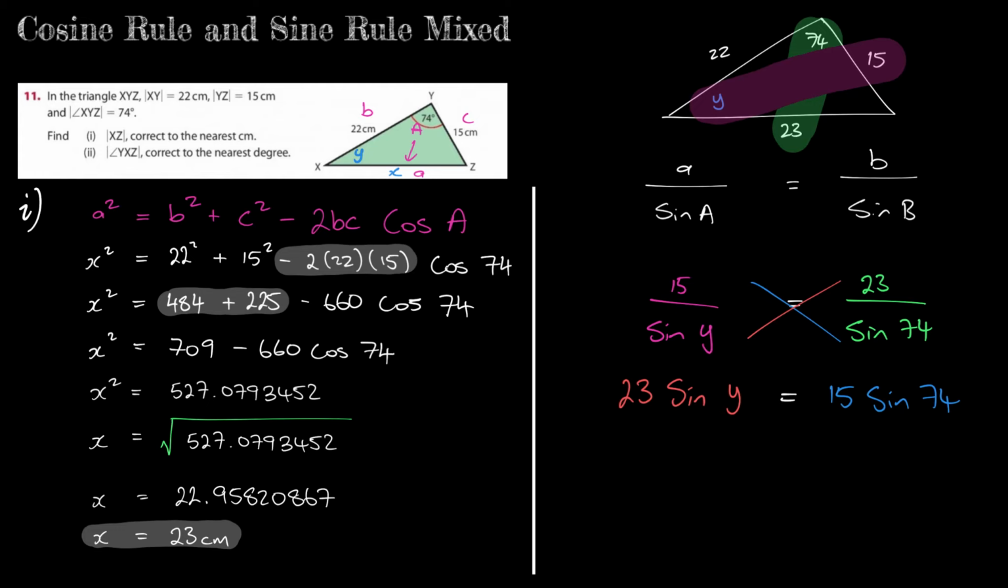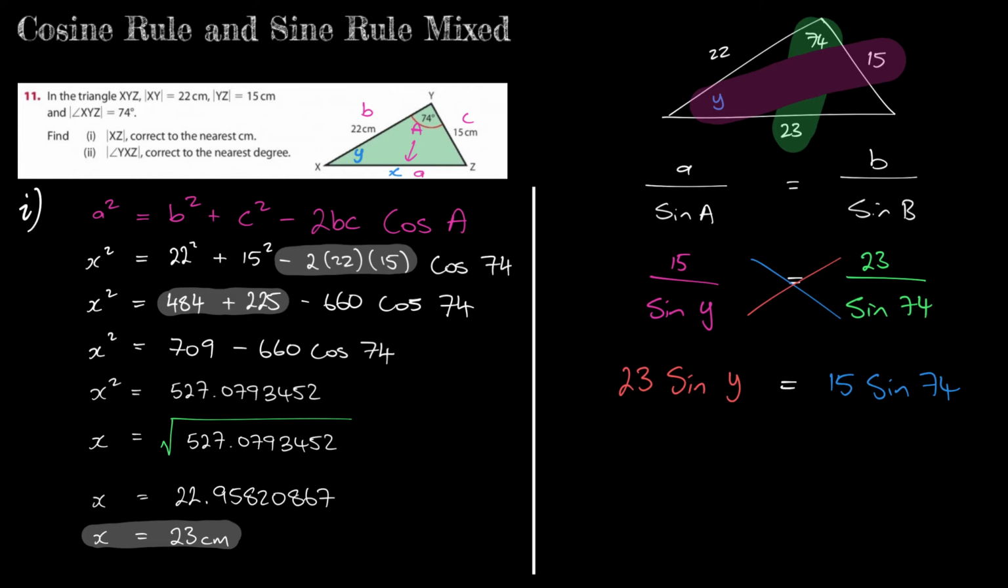In order to solve this, I've a couple of steps left. I look at what I have here, which is 23 sine y, and I need to get rid of the 23. How I do that is I divide both sides by 23, and I'll be left with sine y equals 15 sine 74 all over 23. The last thing I need to do is get a value for y. I don't want sine y, I just want y. So to get a value for y, I need to get the sine inverse of the left hand side, 15 sine 74 all over 23.